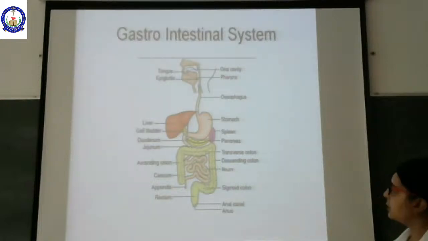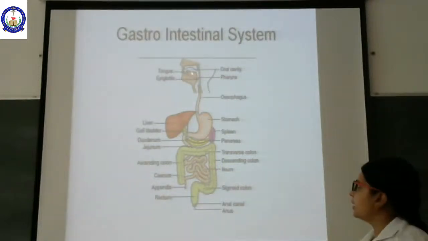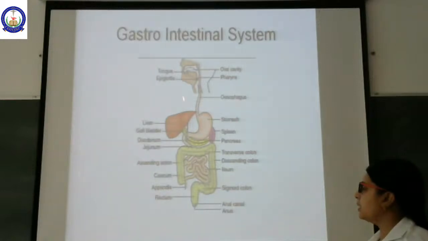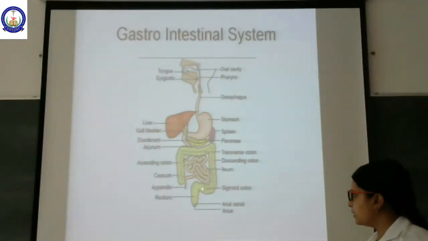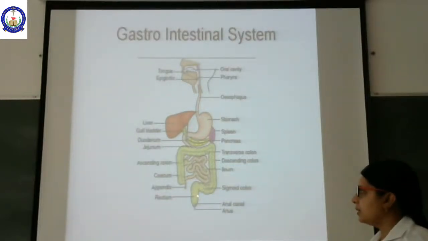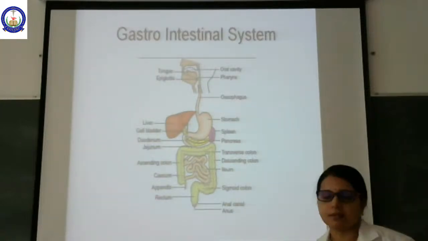Overall, the digestive system begins with the oral cavity and ends with the anus. In between we have the pharynx, esophagus, stomach, duodenum, jejunum, ileum, then the cecum, ascending colon, transverse colon, descending colon, the sigmoid colon, and the rectum. The rectum is the place where the feces is stored, and finally it is the anus. This is the anal canal, and this is the anus.